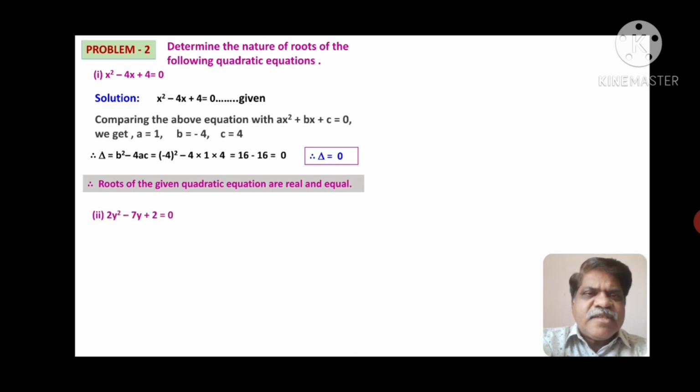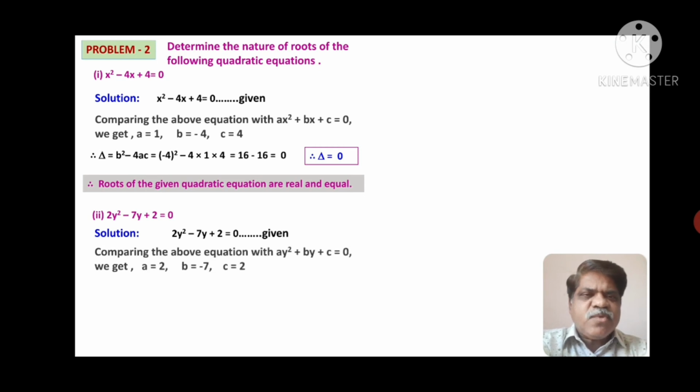Second, 2y square minus 7y plus 2 is equal to 0. Here, it is given that 2y square minus 7y plus 2 is equal to 0. Therefore, comparing the above equation with ay square plus by plus c is equal to 0, we will get a is equal to 2, b is equal to minus 7 and c is equal to 2.